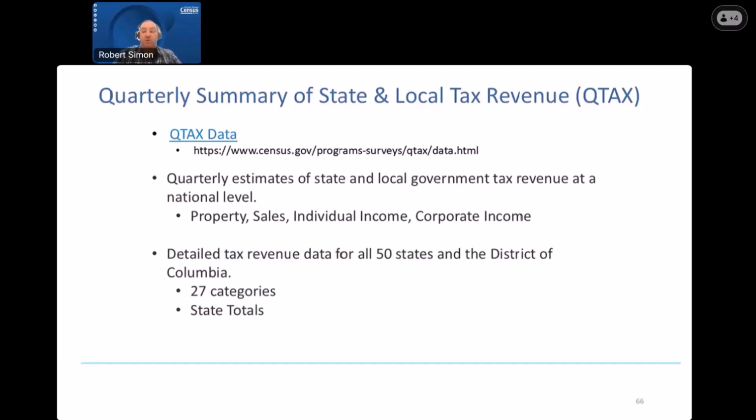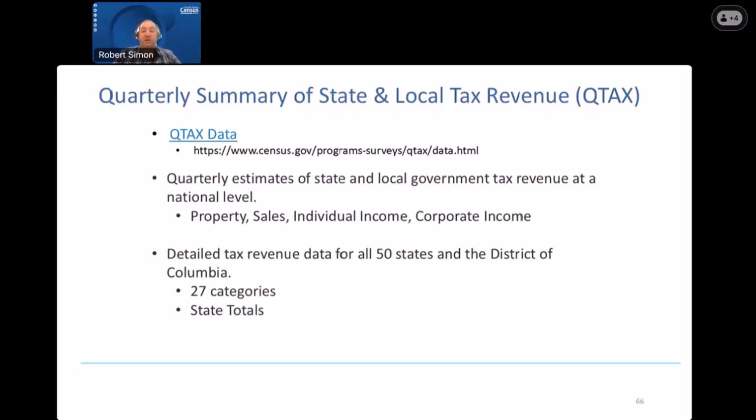QTax provides quarterly estimates of state and local government tax revenue at a national level. It does so for four major tax categories: property tax, sales tax, individual income tax, and corporate income tax. The quarters are on the calendar year. Quarter one is January to March, quarter two is April to June, quarter three is July to September, and quarter four is October to December.